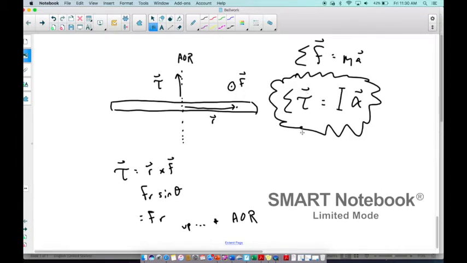And notice that there's a one-to-one correspondence. The rotational analog of force is torque. The rotational analog of acceleration is rotational or angular acceleration. The rotational analog of mass is rotational inertia, that we've spent a long time calculating.